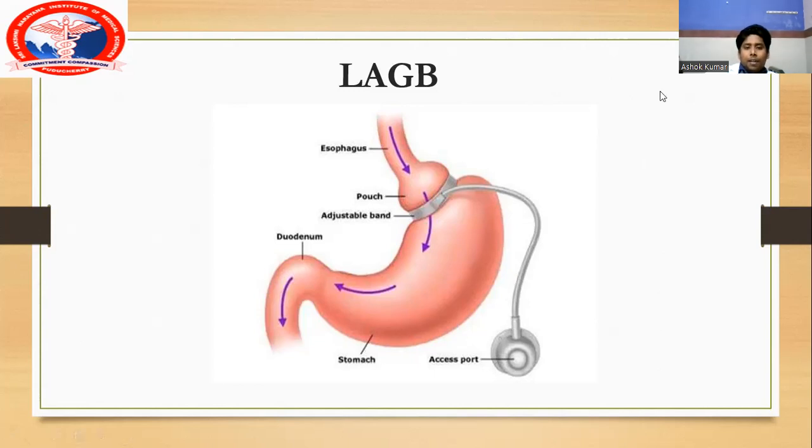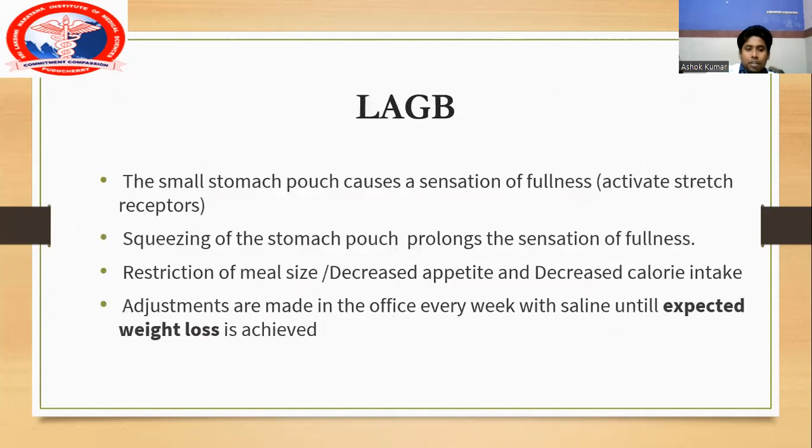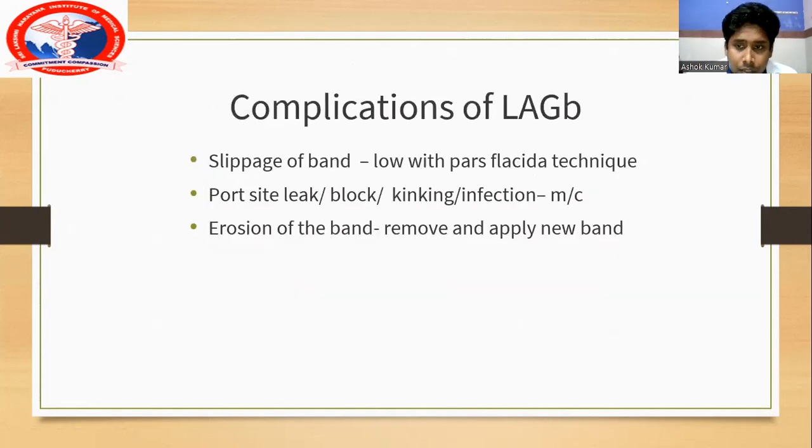When slippage happens, you see the band is applied obliquely here, and it will slip and become horizontal. So the orientation of this band will be horizontal and it will cause obstruction. The patient will have a sudden intolerance to food. There will be sudden onset of GERD. The patient will have obstructive symptoms, vomiting, everything will be there. And if you take an X-ray, you will see signs of obstruction. So this is one of the complications with gastric banding.